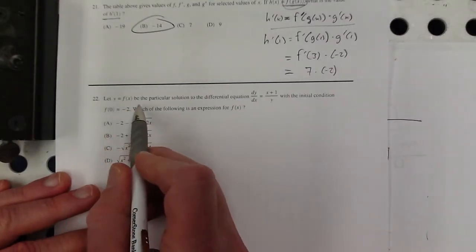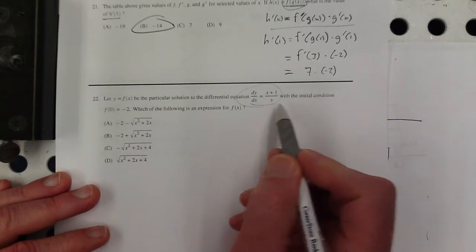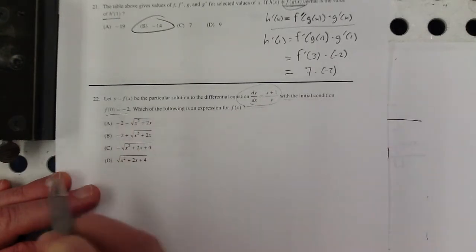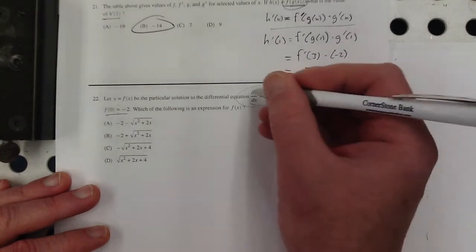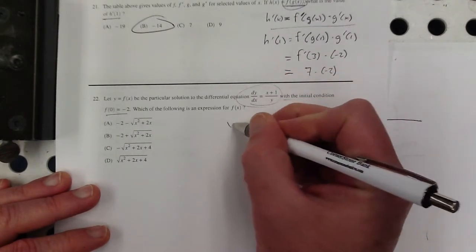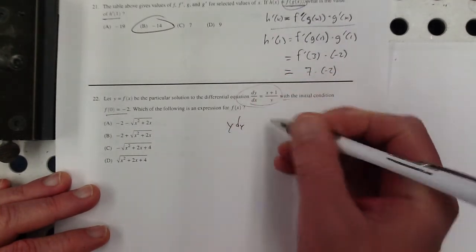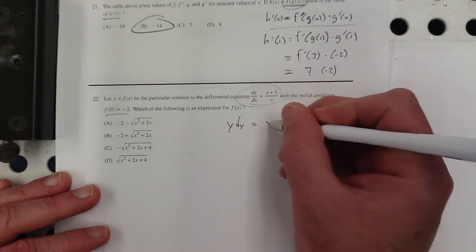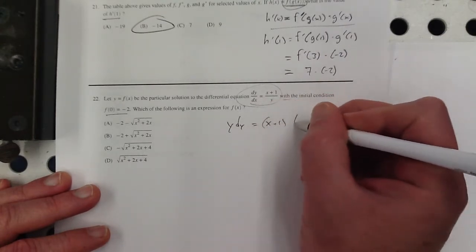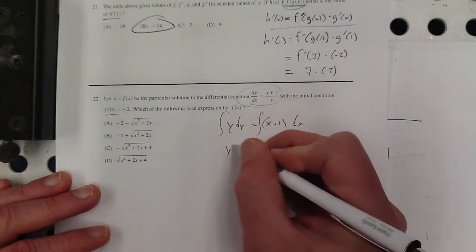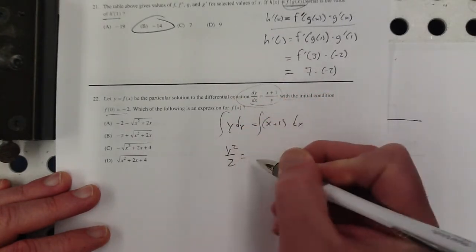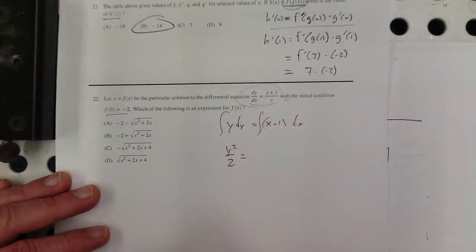Let y equal f of x be the particular solution to this differential equation with the initial condition this. Which of the following is an expression for f of x? So we want to solve it. So separation of variables, got to move the y to this side, and the dx over here. Then we take antiderivatives. Antiderivative of that is y squared over 2. I'm not going to put the plus c here. We move the plus c over here.